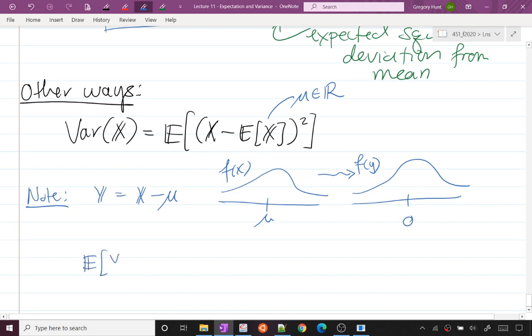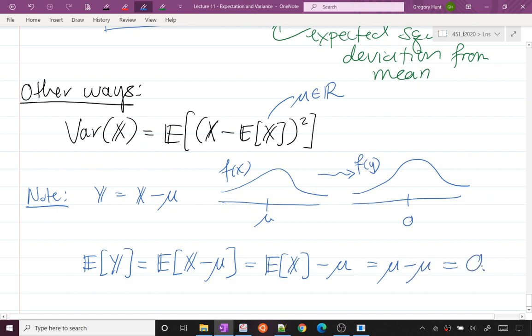What is the mean of y? We can say, well, let's calculate the expected value of y. That's the expected value of x minus mu. And I claimed in our previous list of properties that expectation is linear. So I can push expectation through like this. And of course, that is mu minus mu, which is 0.